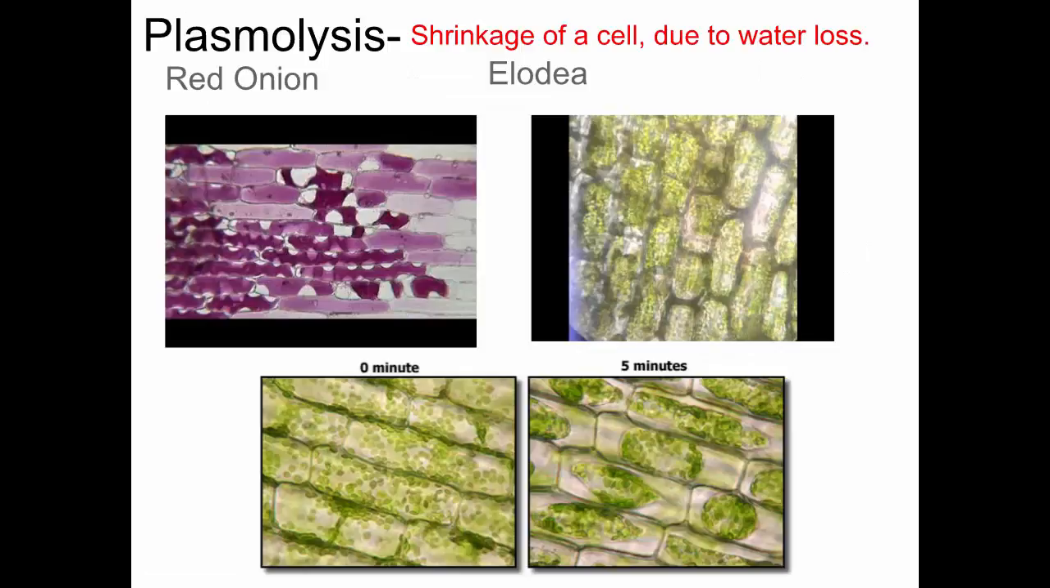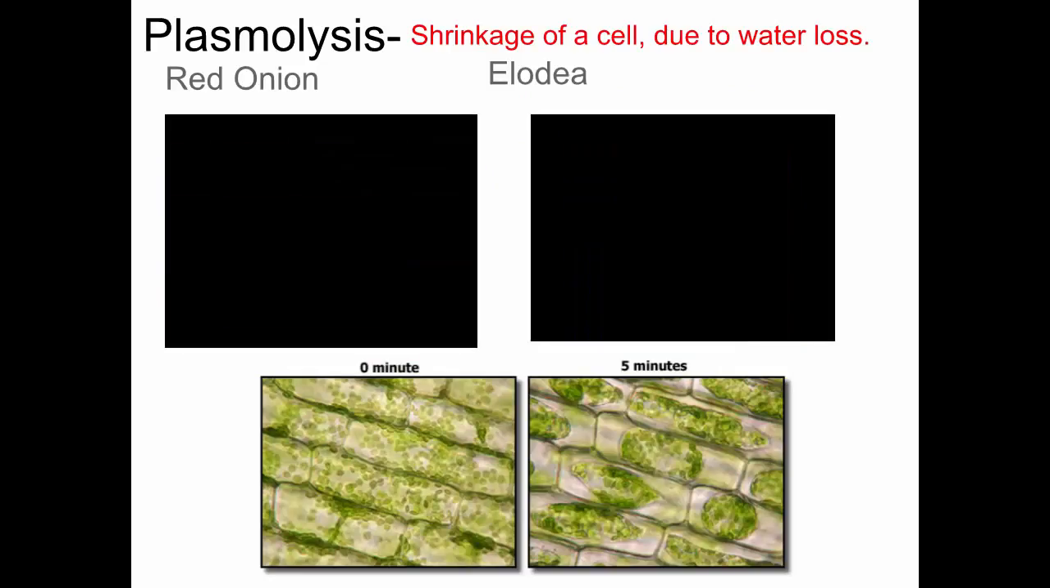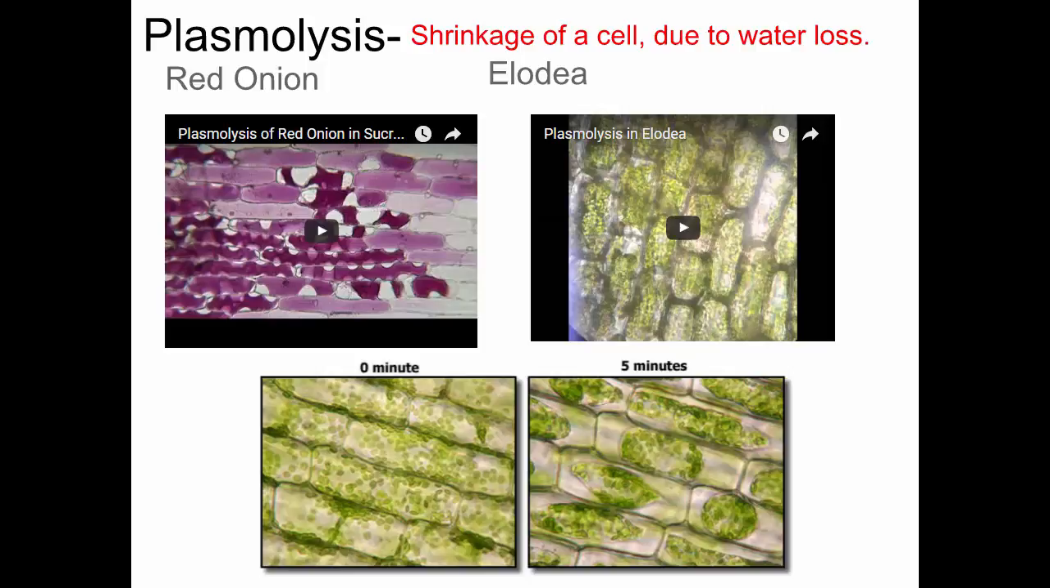I'm going to skip that slide for a minute. So, let's get the definition first. So, when cells, as we talked about many times, are exposed to salt water or some other liquid that has a low concentration of water, we know that they lose water, they shrivel, they shrink. That process is called plasmolysis. Plasmolysis is the shrinking of a cell due to water loss.